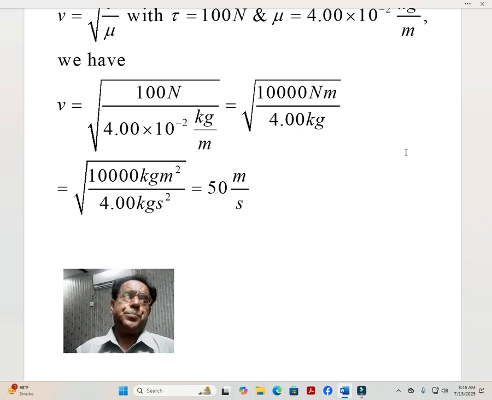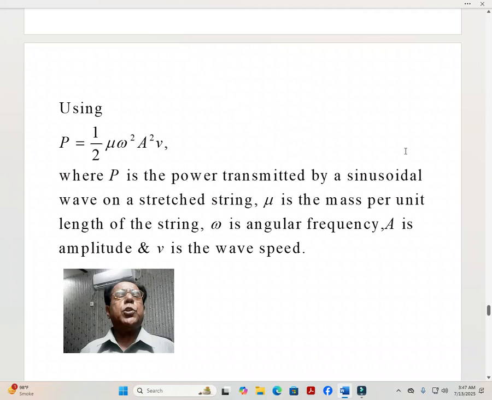and we will get 10,000 over 4 meter square over second square, whole square root or under root. Dear students, simply meter square over second square will become simply meter per second when taken out of square root or under root. Similarly, 10,000 when divided by 4 and then taken under root, it will become 50. So our speed will become 50 meter per second. This is the solution of one part.